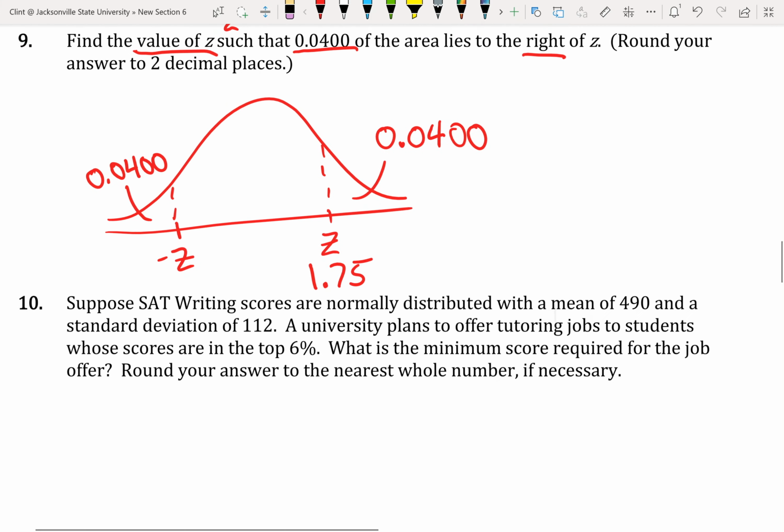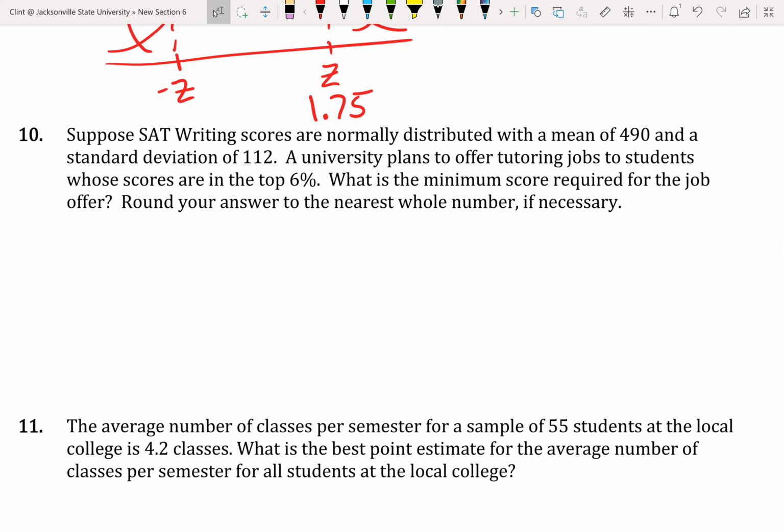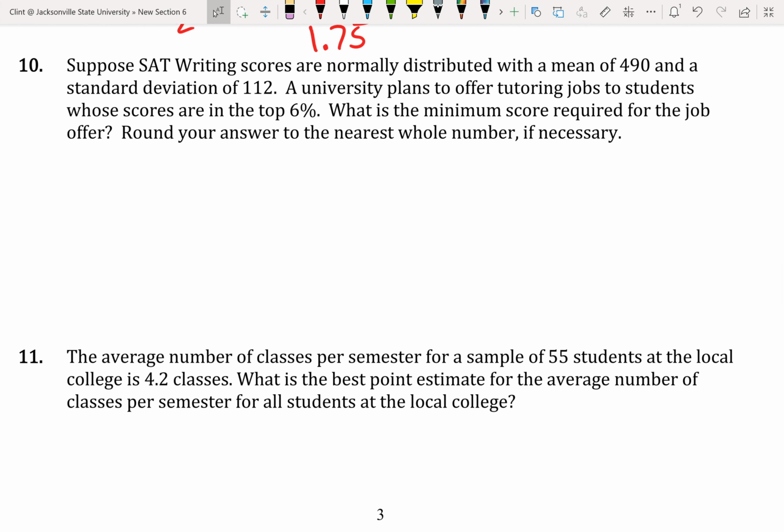Okay. Number 10, the supposed SAT writing scores are normally distributed with a mean of 490. Okay, we might as well mark that down. That's mu. And a standard deviation of 112. That's sigma. The university plans to offer tutoring jobs to students whose scores are in the top 6%. What's the minimum score to require for the job offer?